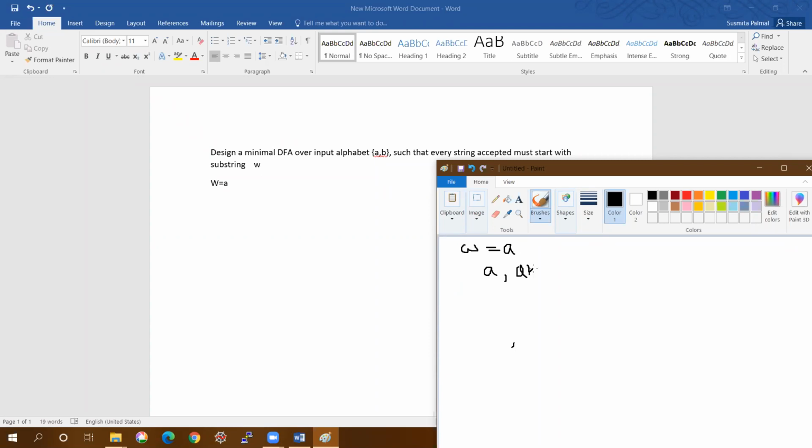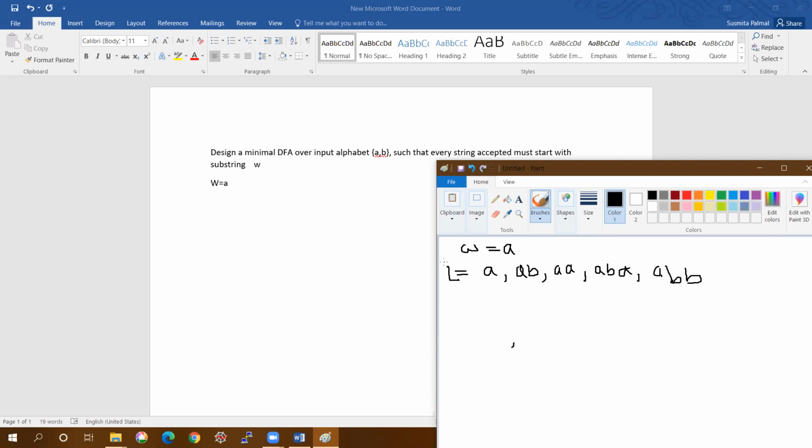AB. If this is a string, then this also starts with A. Then AA. This also starts with A. Suppose consider ABA. This also starts with A. Then ABB. This also starts with A. So our language is something like that.